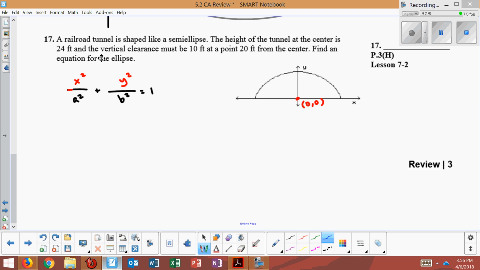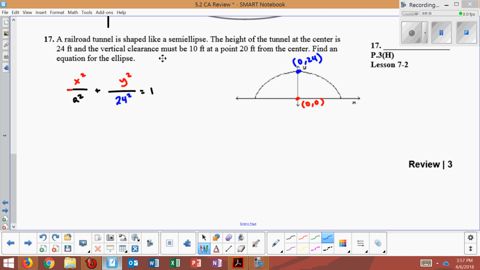Now we know some values. This says that it has a vertical clearance of 24 feet. So up there, that point would be 0, 24. Now this is my y value. That is my shorter distance. It appears it'll be 24 squared under the y. So I'm going to put a 24 squared here, because that distance is half of my minor axis, or the co-vertex.